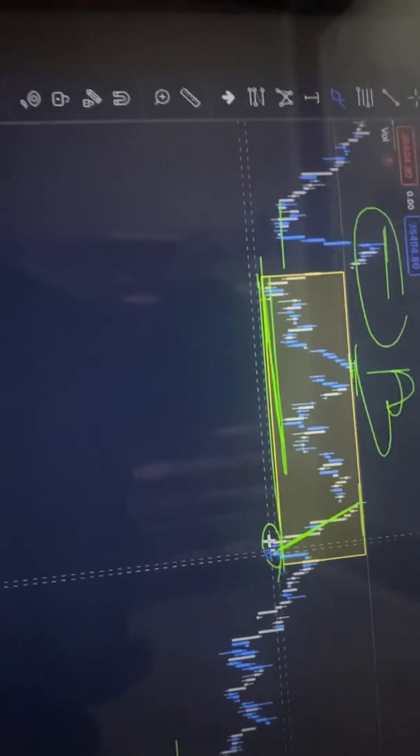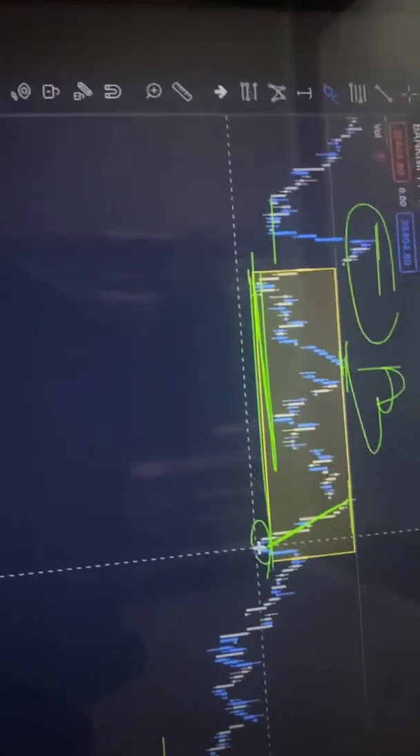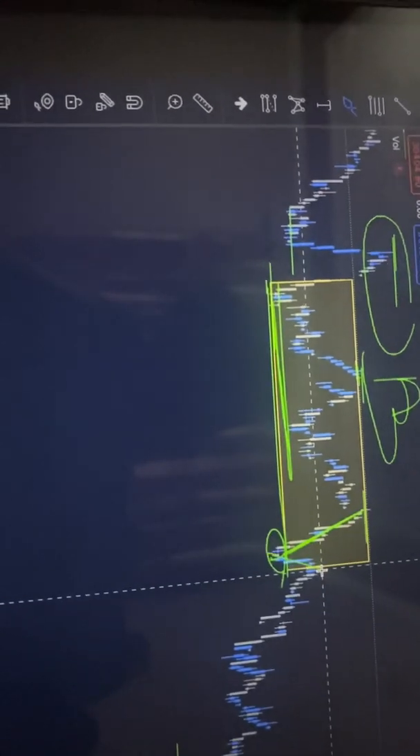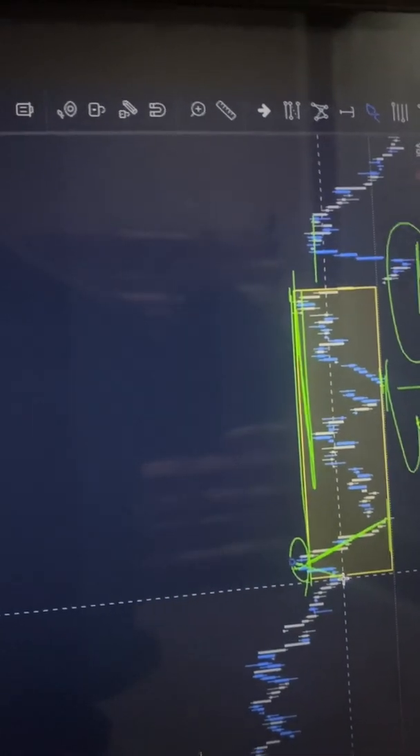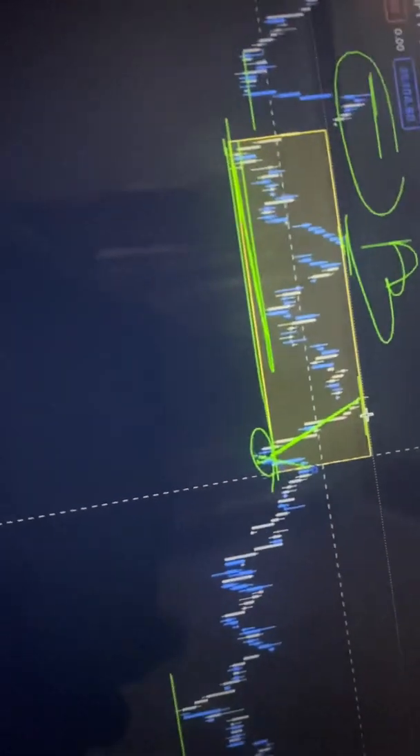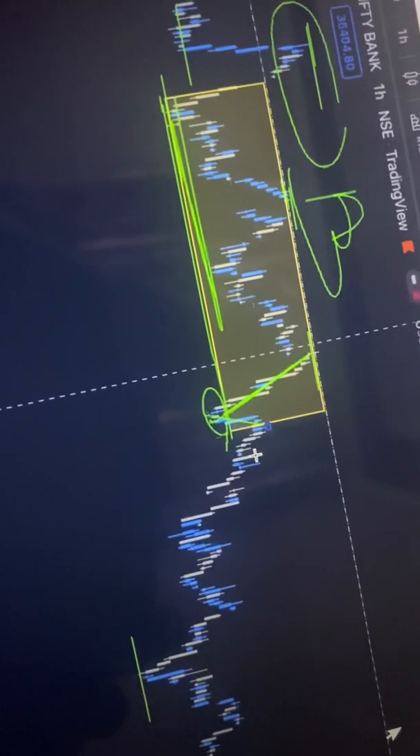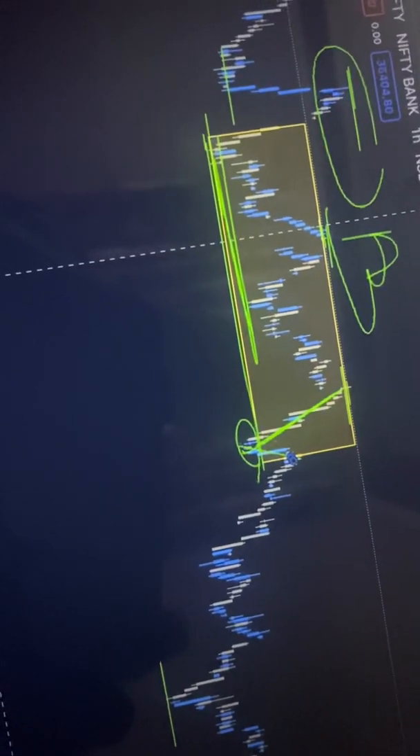अब यहाँ पे क्या हो रहा है? Market gave a false breakdown. Many traders would have got trapped over here taking shots. But what we will do is wait for that lower high. Now the market has formed a lower high. Can I go short? Can I go short?